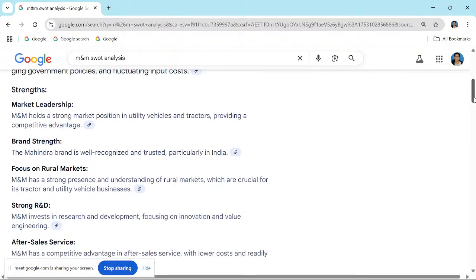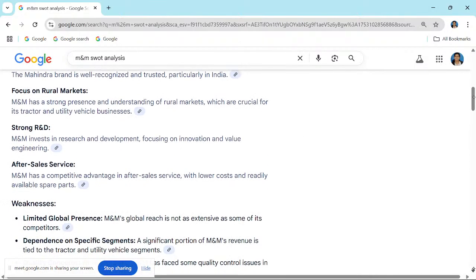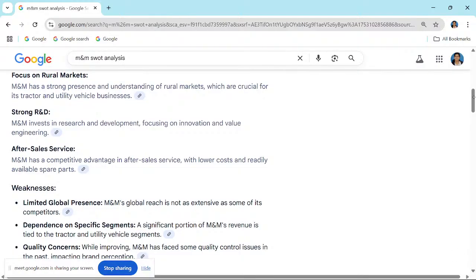Market leadership: yes, probably it holds a strong position in utility vehicles, defense, tractors, all the agri-related equipment. Brand strength: when we say Mahindra, it's completely an Indian brand. Focus on rural markets is obvious, and strong R&D, going innovative, especially e-vehicles. After sales service is also good, with lower cost and readily available spare parts. So this is the strength.